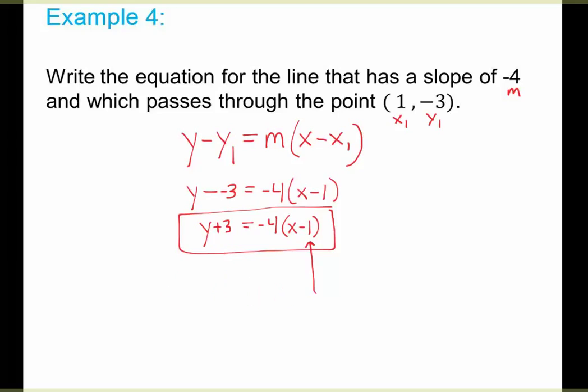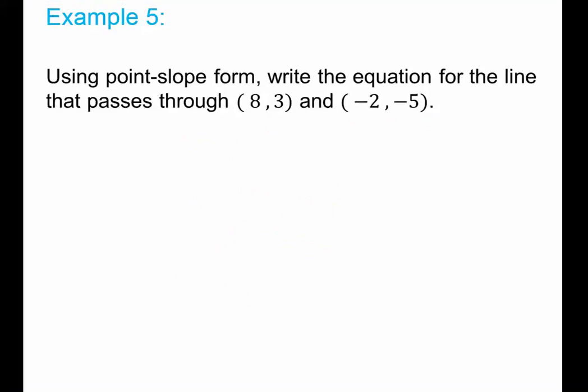Okay, I think we have one final example for you to try. It says, using point slope form, write the equation for the line that passes through (8, 3) and (-2, -5). Notice you've only been given 2 points here. So do what you can with those 2 points to come up with all the information you need to write your equation in point slope form. All right, go ahead and hit pause and do this on your own, and then unpause when you're ready to go over answers.